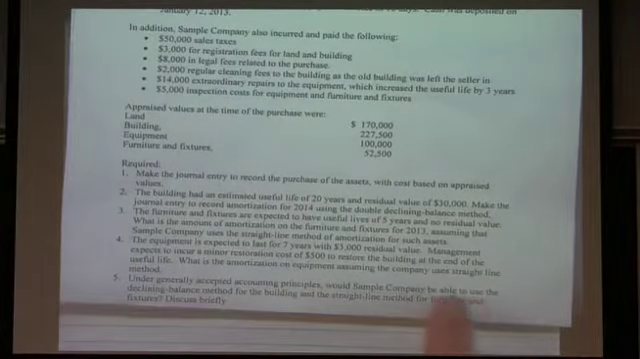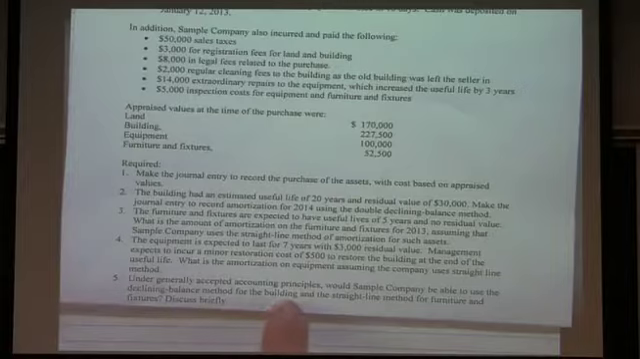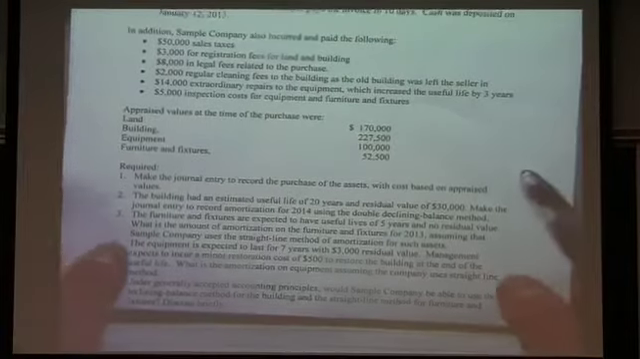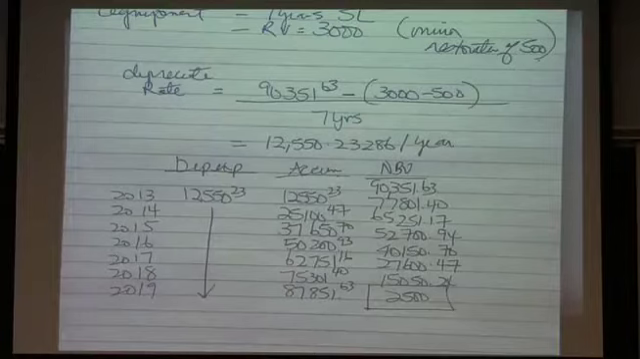Now, the question says, under GAAP, would Sample be able to use the double declining balance for building and straight line for furniture and fixtures? In other words, what they're asking us is, is it possible to use different amortization methods for different groups of assets? In this case, it would make sense to use different amortization, or different useful life, for different groups of assets, as long as it properly matches the usefulness of the asset over the life.